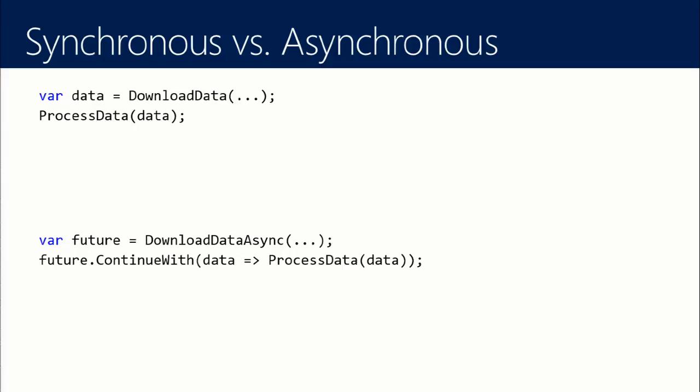So to see that difference, you look at the top. This is a synchronous call. I have a call to download data. I'm going to pass it some parameters. I'm going to get data back. And then I'm going to take that data, process it, and hand it off to another method.